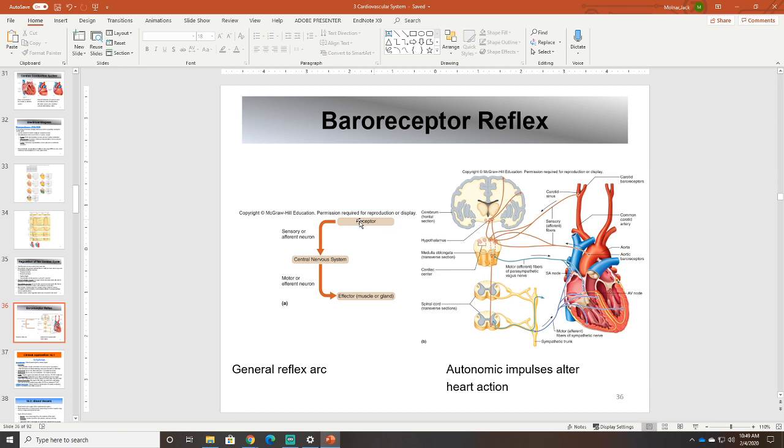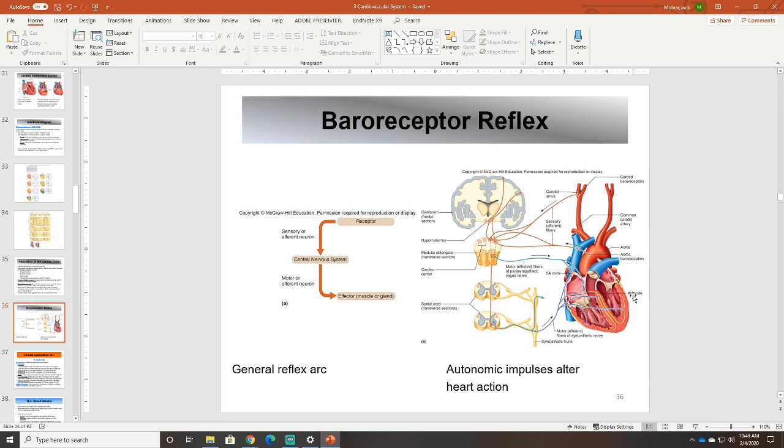So here's the reflex. You have the baroreceptors, which detect changes in blood pressure. These baroreceptors are embedded in the walls of blood vessels, and that's how they're able to detect blood pressure. Through afferent or sensory neurons, they convey that message to the central nervous system, particularly the medulla oblongata here. And then from there, we see a response sent out through efferent fibers to an effector. In this case, the effector is the heart.